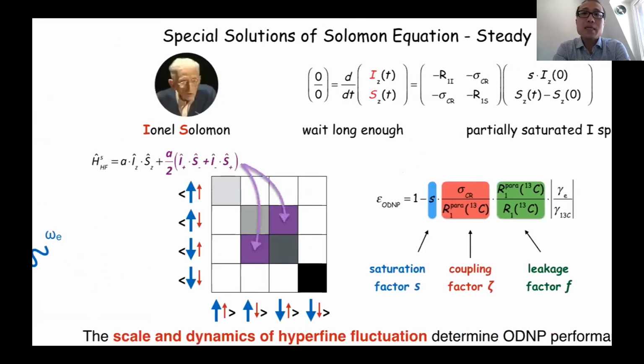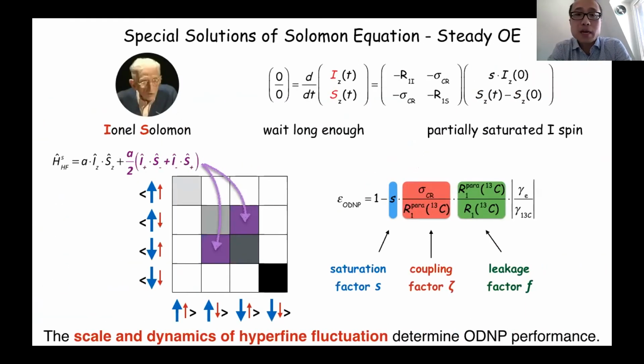And to understand this process more quantitatively, we of course have to go to the famous Solomon equation. Due to the time limit, I'm not going to dive into the details. Nevertheless, by this analysis, we understand that this red term called a coupling factor determines Overhauser DNP enhancement. And within this red term, of course, the cross-relaxation rate is the decisive factor.